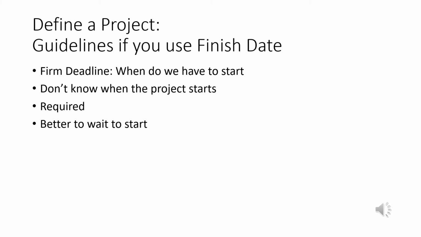Also if you don't know for sure when the project starts, you can just say, well, it has to be done by that date, but we don't know when we're going to start. You can work backwards and find out when you have to start it. Or if the person you're working with says, I want you to work with the finish date. Or if you work for the government, we used to do this, it's better to wait to start because things change. You put in all this work from the start date, and then, oh never mind, it's just different now. So it's better to wait till the last minute to start.